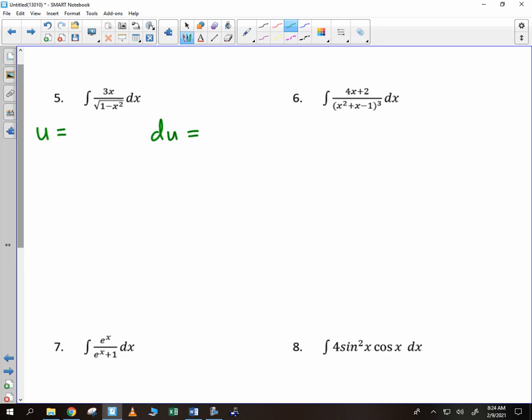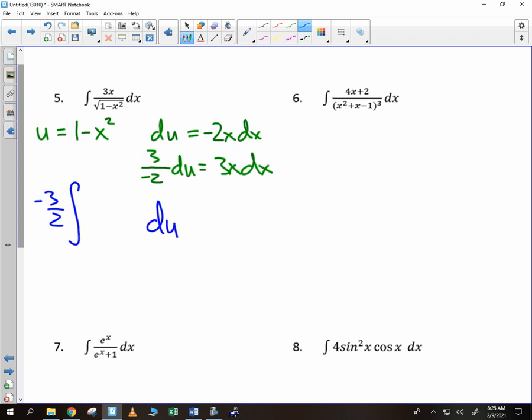So here we go. u is equal to, as we said, 1 minus x squared. So du is negative 2x dx. I don't have a negative 2x, I have a 3. So therefore, I'll multiply by 3, and I'll divide by negative 2. So negative 3 halves du is equal to 3x dx. I like to put the negative 3 halves out front, integral du, and I like to cross off what that gets rid of, the 3x dx.